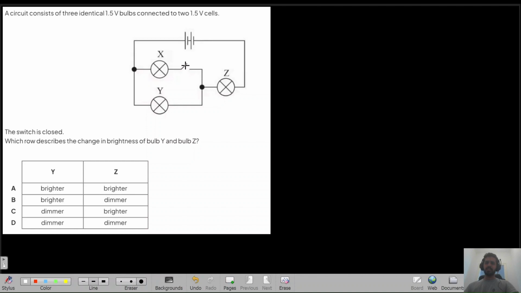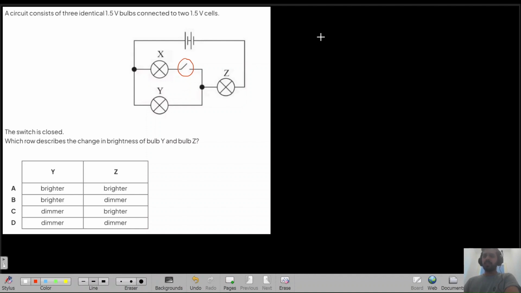So the question is that if we close this switch right here, how will the brightness of bulb Y and bulb Z change, right? Now, this is a really good question because it gives you a really good understanding of how parallel circuits work. So make sure you understand this question all the way to the end because it will help you understand a lot of things about parallel circuits.